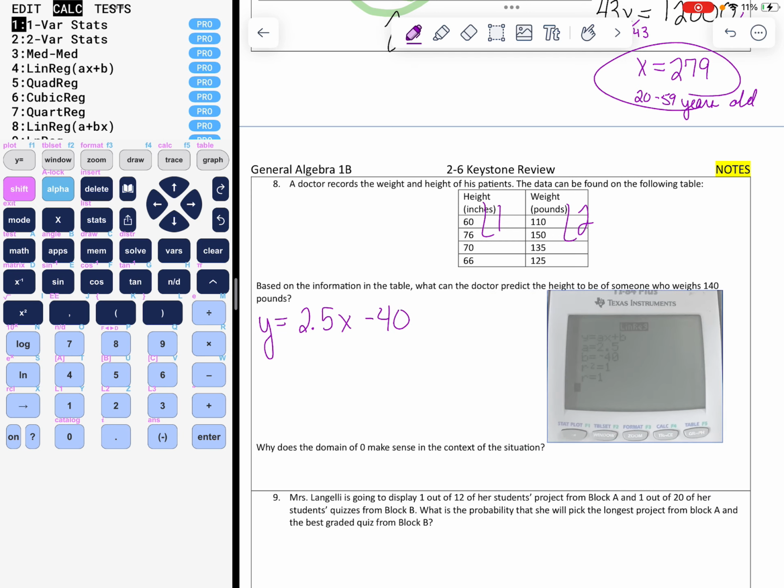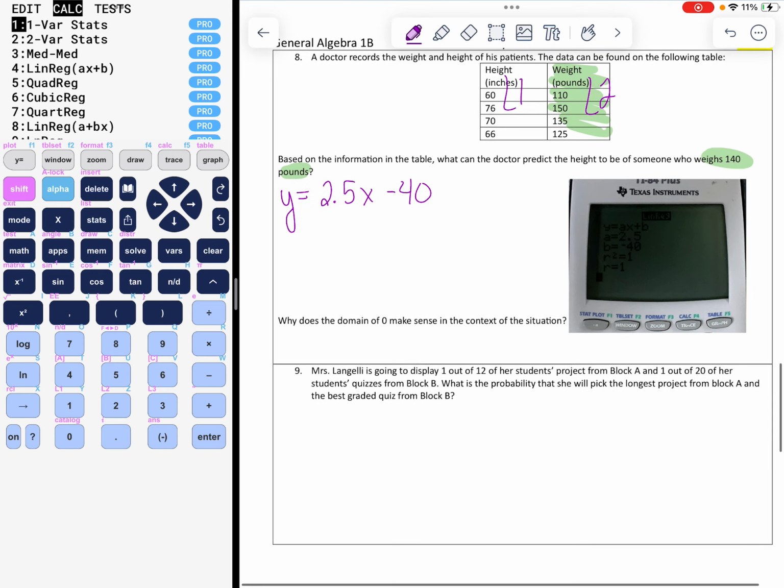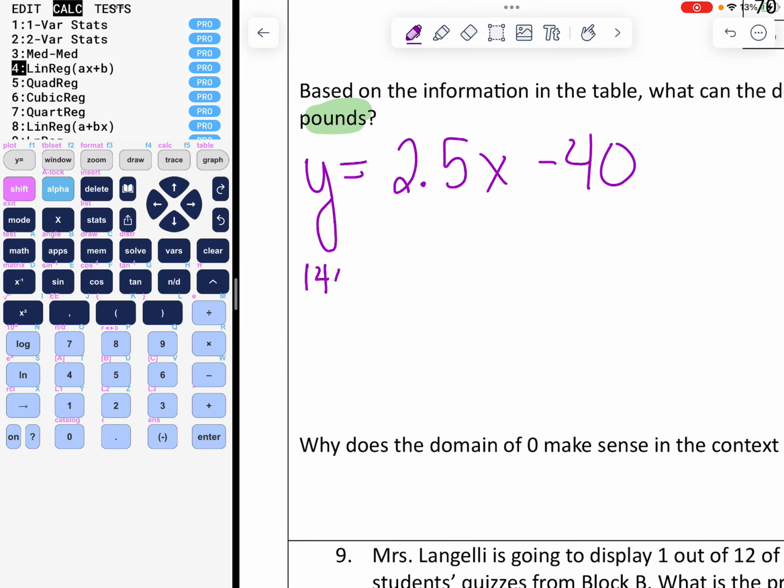Shrink that down so I can see the question. Now, this one wants to know about somebody weighing 140 pounds. Remember, that's your y values. So 140 is going to go in for y this time. So I'm going to do 140 equals 2.5x minus 40.